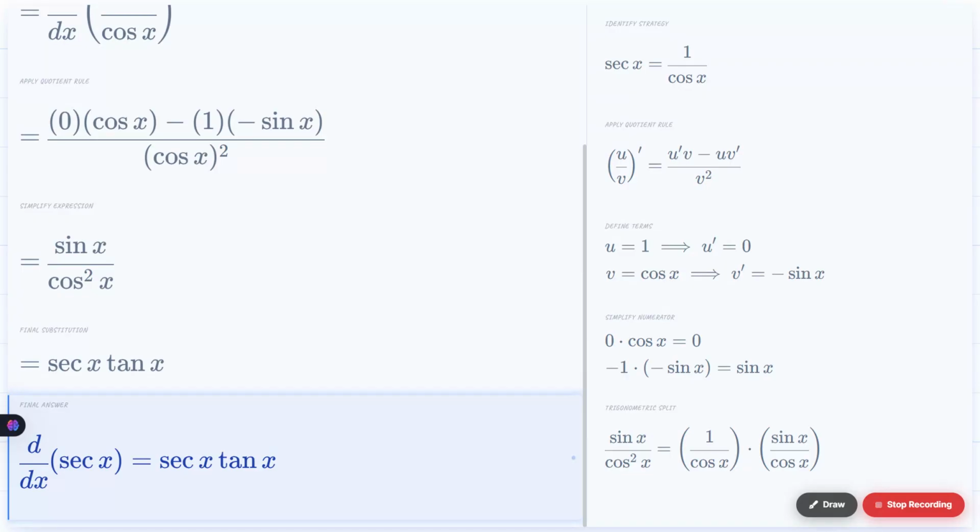We write the final answer as secant times tangent. We do this to show we are finished. This is the result of our math work.